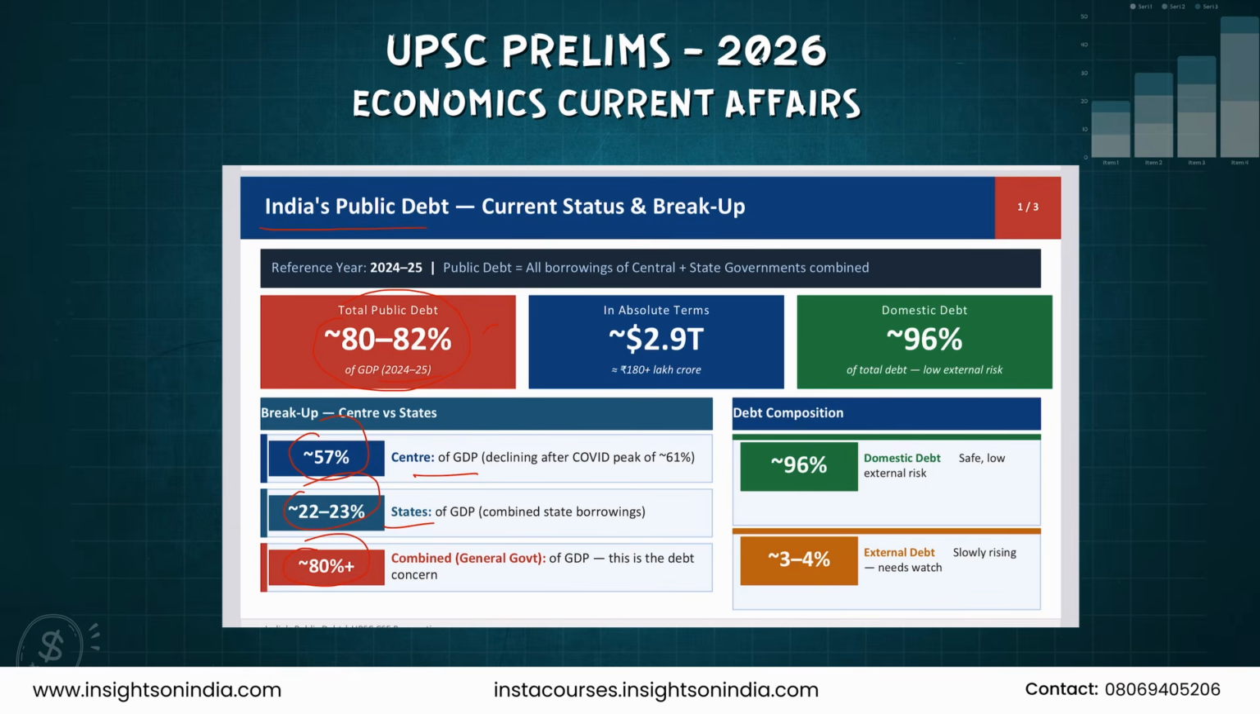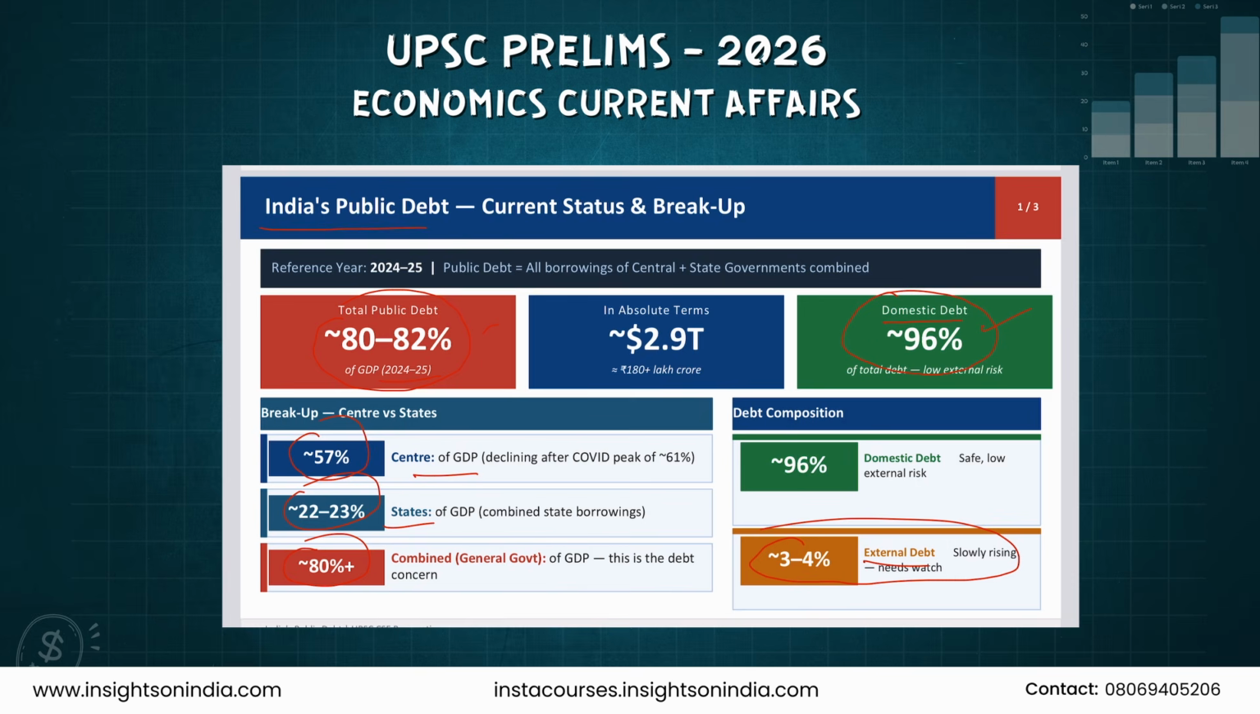And one more thing about the public debt is, nearly 96% of the public debt is sourced from domestic sources. That means borrowed from within the country, right? That means only 3 to 4% of the debt comes from outside. That is called external debt. So why is this important?